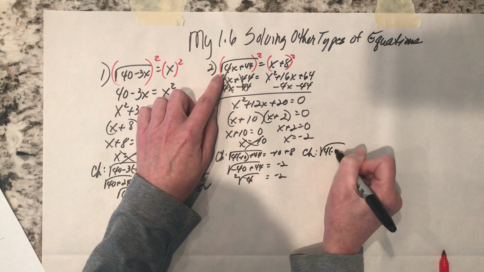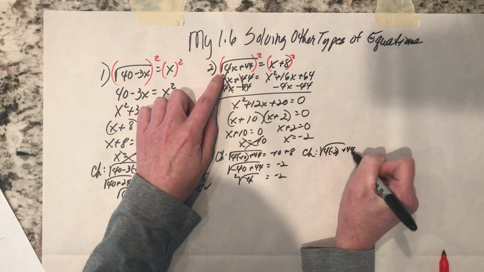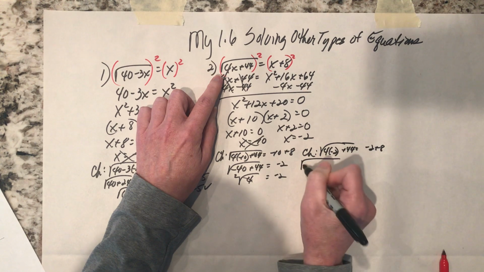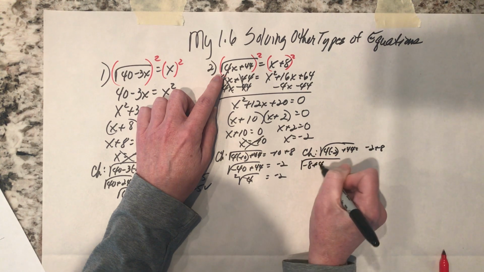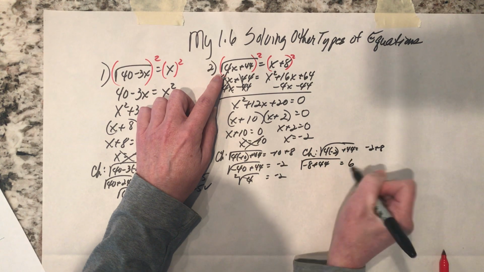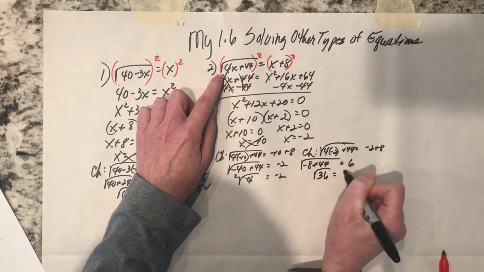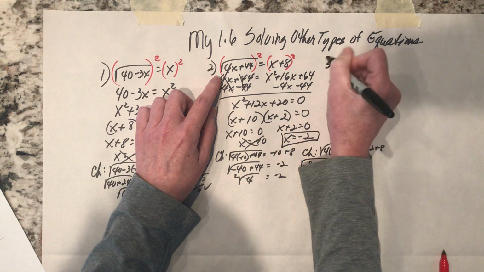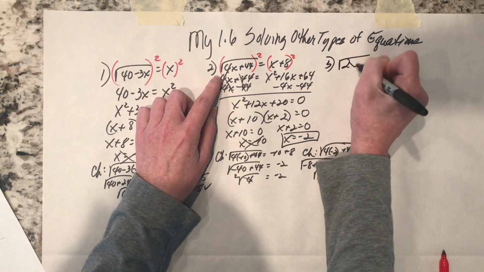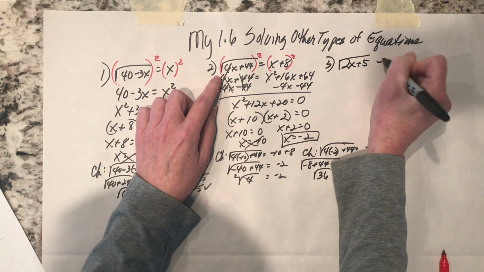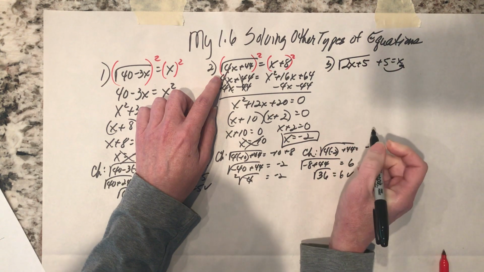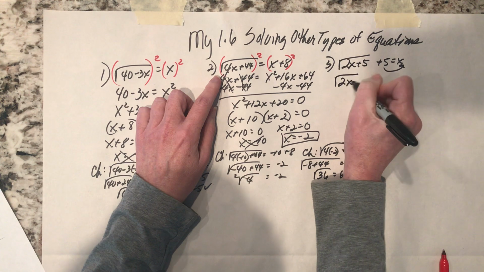Square root of 4 times negative 2 plus 44 equals negative 2 plus 8. The square root of negative 8 plus 44 equals 6. The square root of 36 equals 6. So negative 2 is a good answer. Number 3, the square root of 2x plus 5 equals x. Isolate this radical by sending the 5 over.